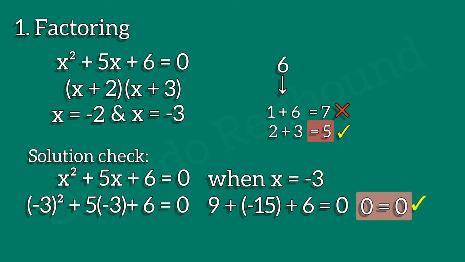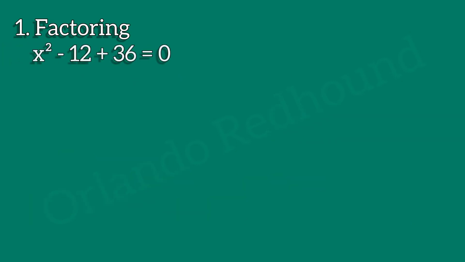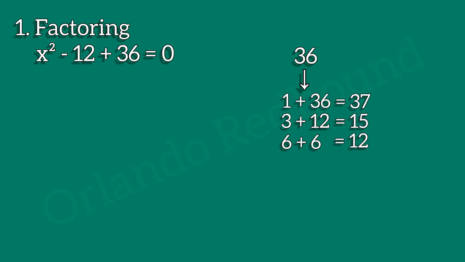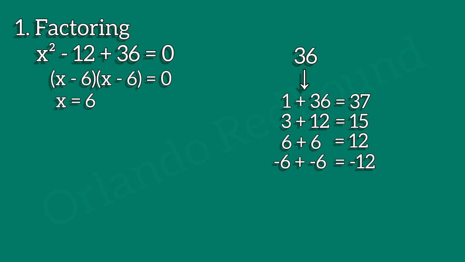Let's take another example. If we have x squared minus 12x plus 36 equals 0, finding the factors of 36, we got... and when added together will give us -12. And to give us a -12 sum, we need to change the signs of both of the factors of 6. Our factors are then x minus 6 times x minus 6 equals 0. And this means we have only one solution, that is x equals 6.